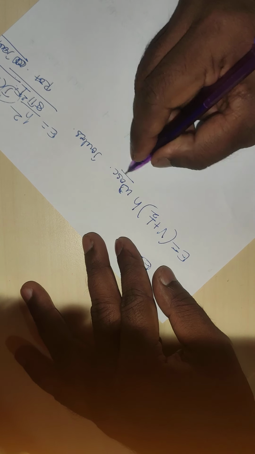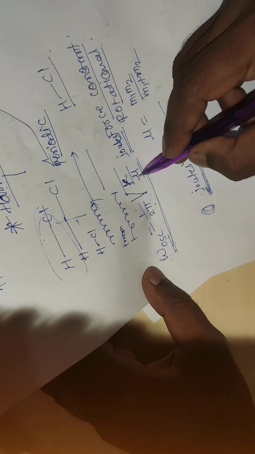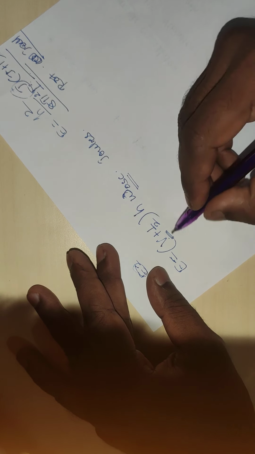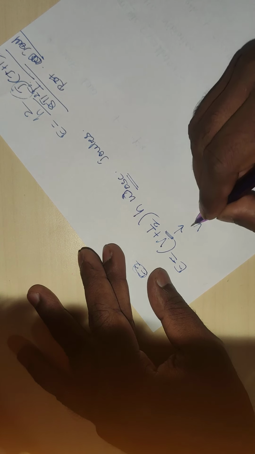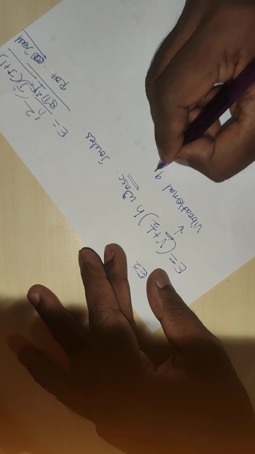Where omega oscillation, we already know the value: 1 upon 2 pi, square root of k upon mu. Now this V is not the V you might think. This is the vibrational quantum number.